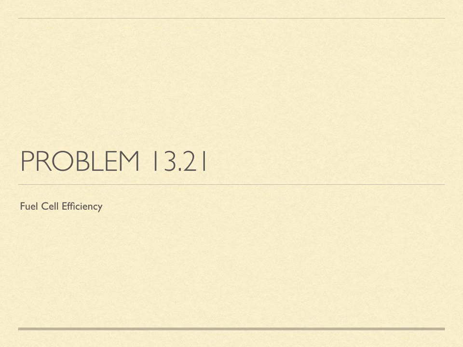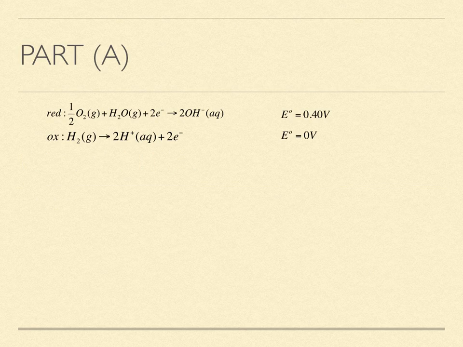Hello. Today we will examine problem 13.21 in fuel efficiency, which connects delta G and delta H. The fuel cell in the problem relies on two half reactions: the reduction of oxygen to hydroxide with voltage 0.4 volts, and the oxidation of hydrogen gas to hydrogen ions with voltage 0. Each of these half reactions involves the movement of two electrons, which we will use later.